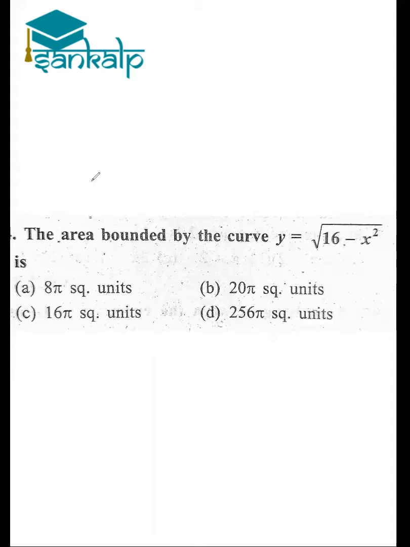Next example, the area bounded by the curve y is equal to root of 16 minus x square is 8 pi square units, 20 pi square units, 16 pi square units, or 256 pi square units. So here the curve is given, and directly we can find the answer. So the area bounded by the curve y equal to root of 16 minus x square.